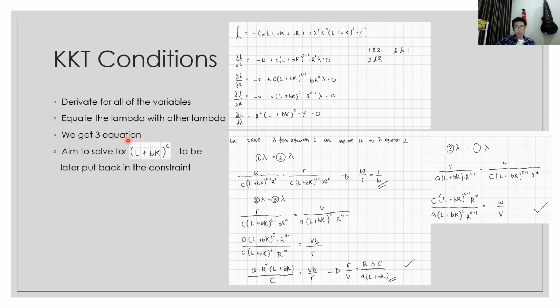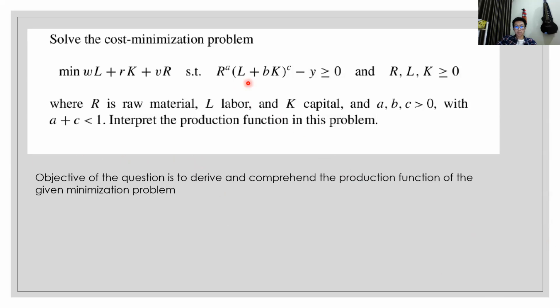So we get 3 equations. We're aiming to solve for LBK to the power of C, or rather LBK, to be later put back in the constraint. What's the constraint again? Let me show you. See, this is the constraint. We're going to substitute this later.